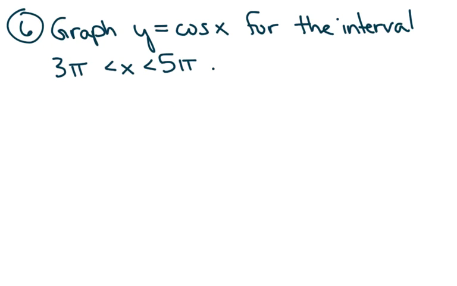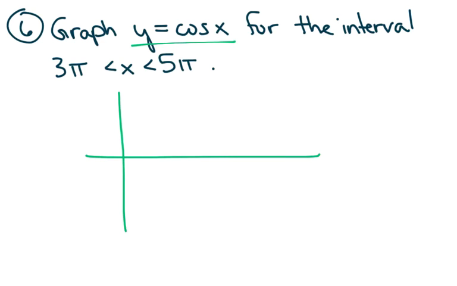Number 6, graph y equals cosine x for the interval 3 pi to 5 pi. So let's go back and talk about the graph of cosine x, because I also want to review the graph of sine of x to help you graph this interval. We only learned how to graph 1 period, I should say, of the cosine curve. And 1 period of the cosine curve looked like this.